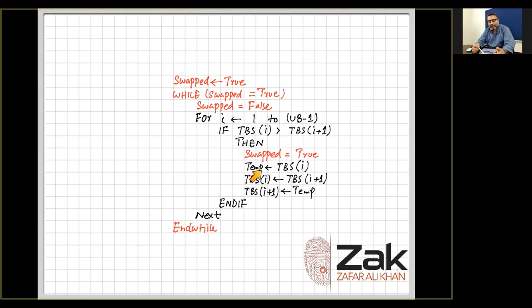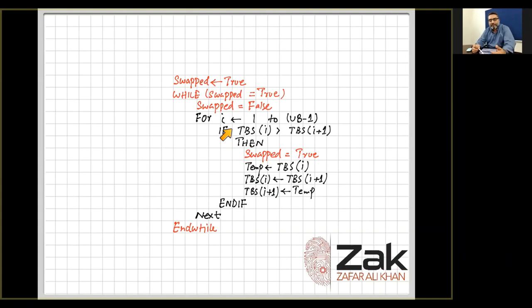When it gets out of this for next and reaches the end while, the while checks whether it is true, and then it works. Since there was a swap, there's a possibility that there are further swaps. So it works until it is false. And before starting the inside loop, we have made it false.